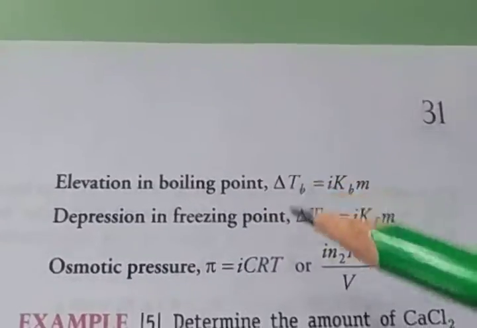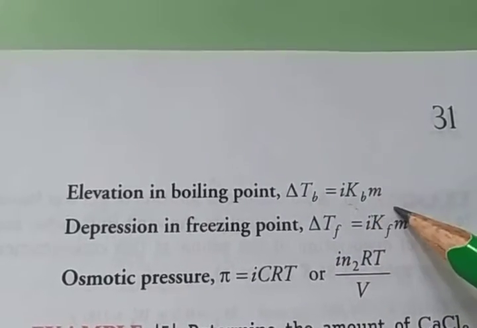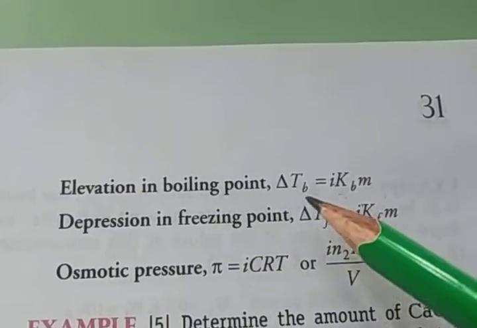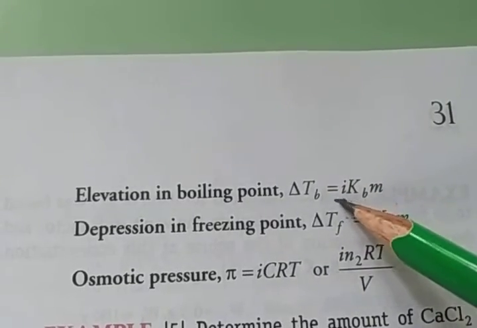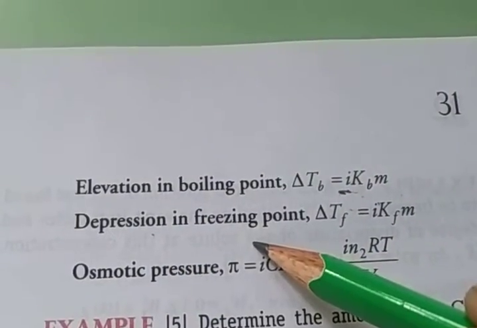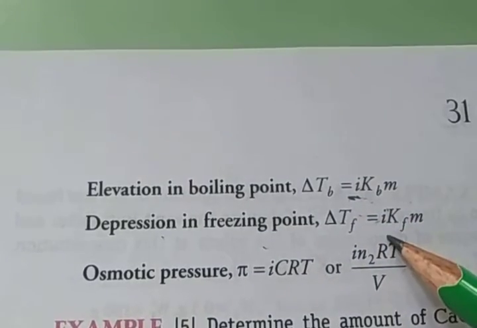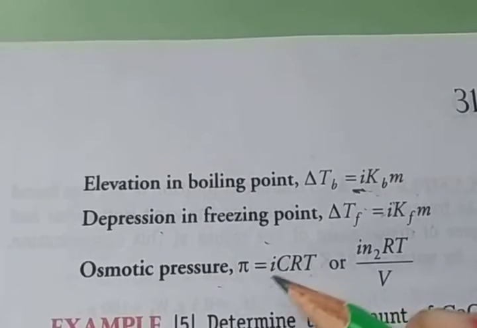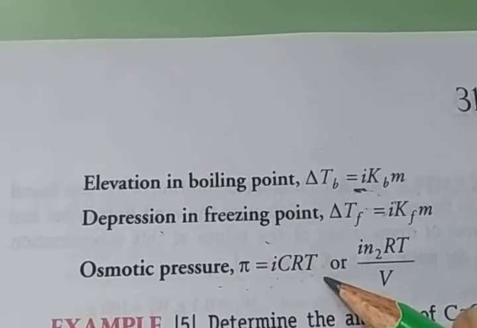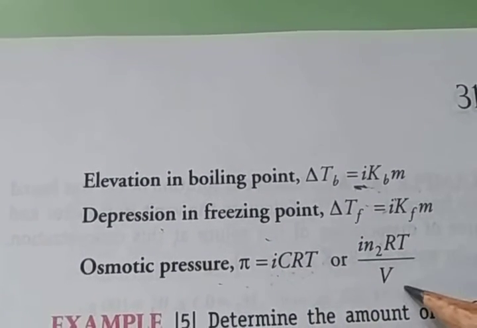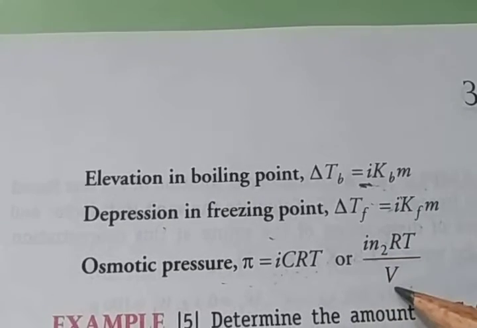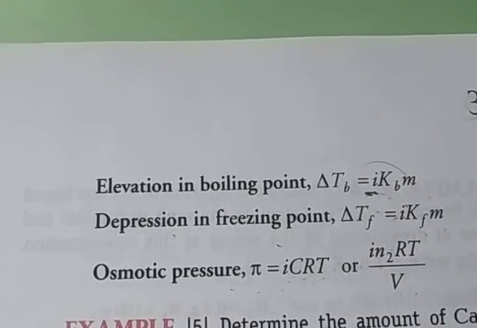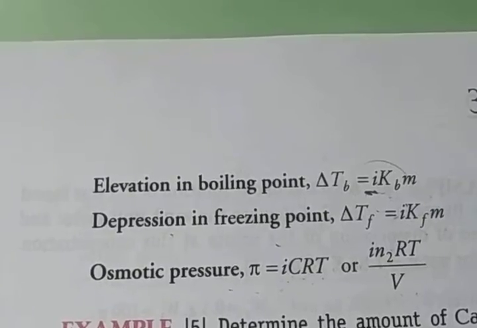Then similarly, elevation in boiling point: delta TB is equal to i KB m for the abnormal molar mass, where the van't Hoff factor is denoted by i. And depression in the freezing point, the third property: delta TF is equal to i KF into m. And then osmotic pressure: pi is equal to CRT, but multiplied by the van't Hoff factor i. So pi is equal to i CRT, where C is equal to n2 upon V. So i n2 RT upon V. This is the formula according to the modified form with the van't Hoff factor.